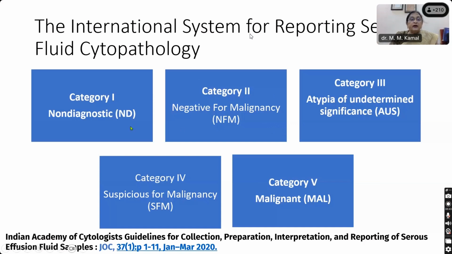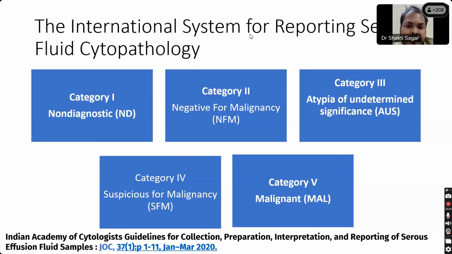So in the fluid, you have these 5 categories. Can you now read each of them, Shakti? Category 1 is non-diagnostic. Category 2 is negative for malignancy. Category 3, atypia of undetermined significance. Category 4 is suspicious for malignancy. And the last one, category 5, is malignancy.